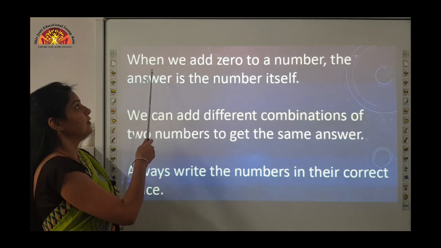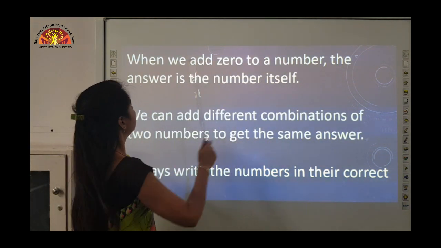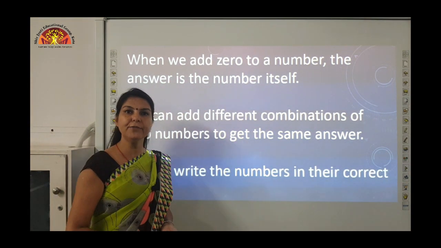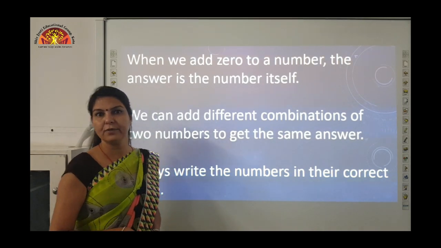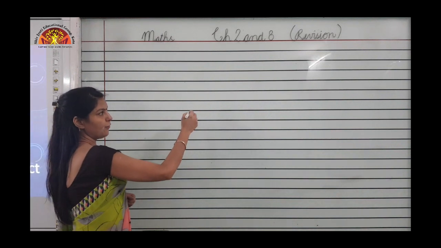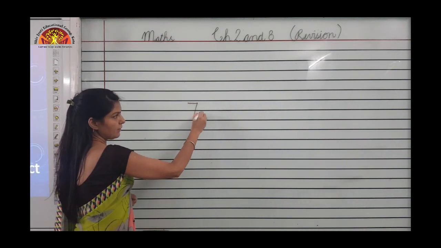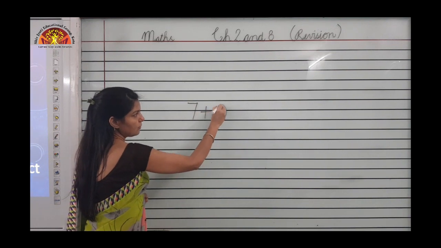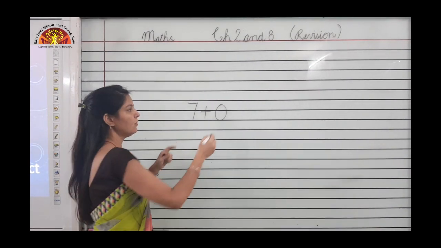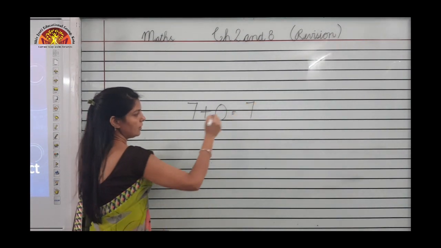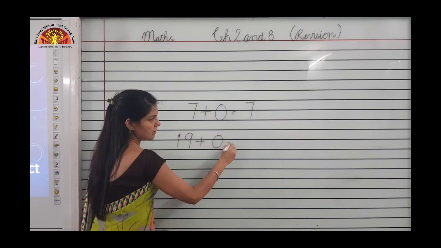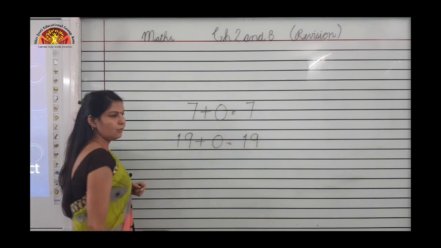Now the next point is when we add 0 to a number, the answer is the number itself. Children, when we add 0 to any number, then what will we get? We will get the number itself. Now children, we are going to add 0 to any number. So first of all we are taking a one digit number. We are taking 7 and 0. The answer will be 7 because we are adding 0 to 7 and 7 to 0. The answer will be the number itself. When we are adding 0 to 19, then the answer will be 19. I hope you have understood.